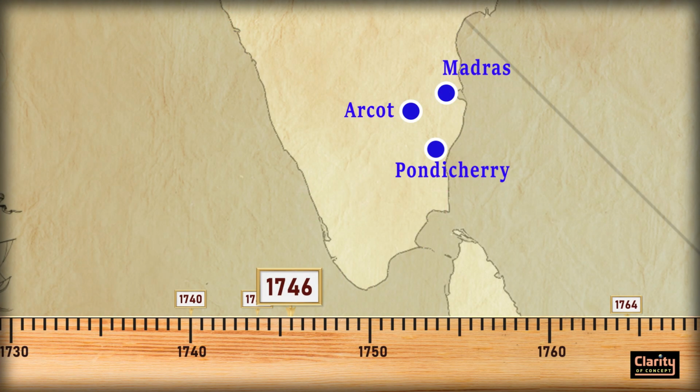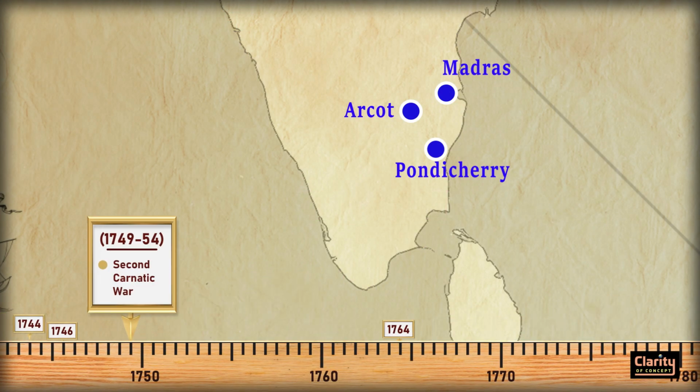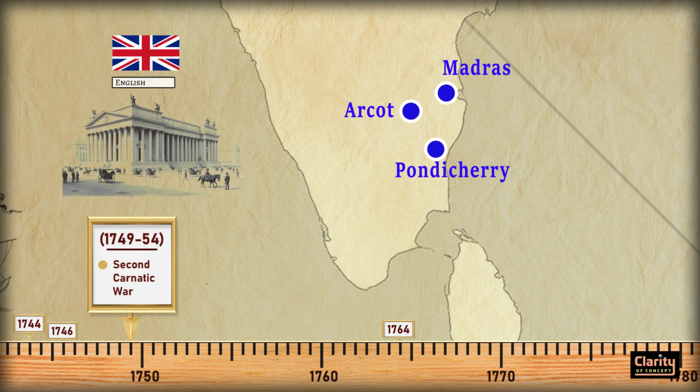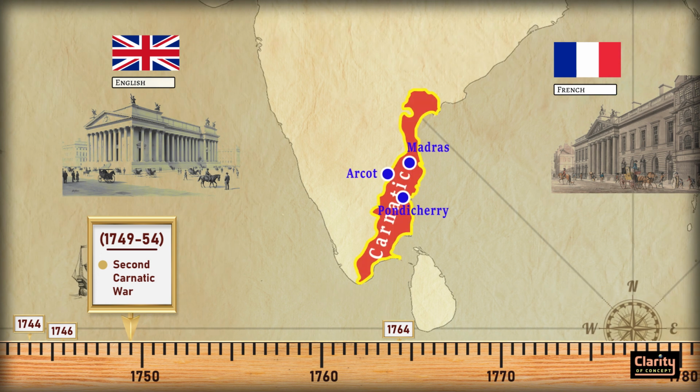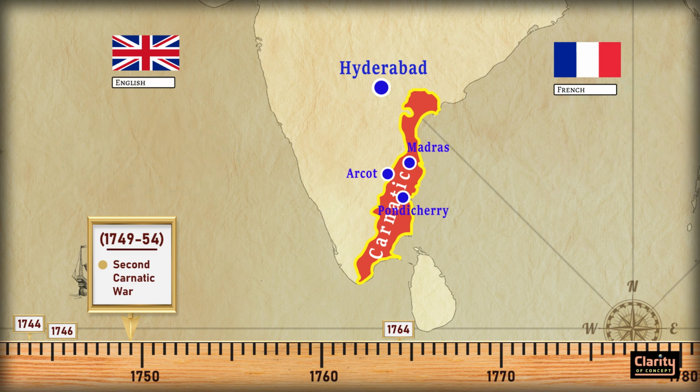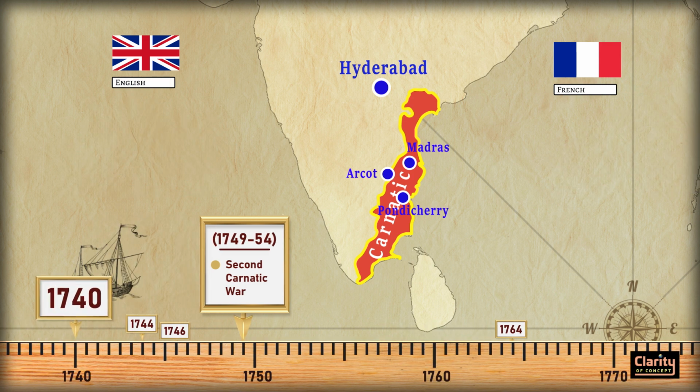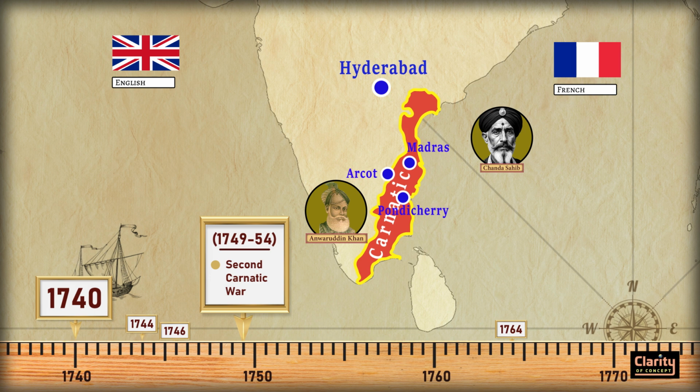The Second Carnatic War began in 1749 and was driven by local political disputes in South India. The British and French East India Companies intervened in succession disputes in the Carnatic region and Hyderabad, turning regional conflicts into another struggle for dominance. In the early 1740s, the Carnatic was ruled by Nawab Anwaruddin Muhammad Khan. However, rival claimants like Chanda Sahib, backed by the French, aimed to overthrow him.